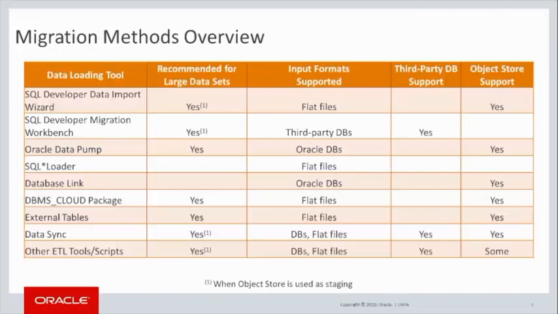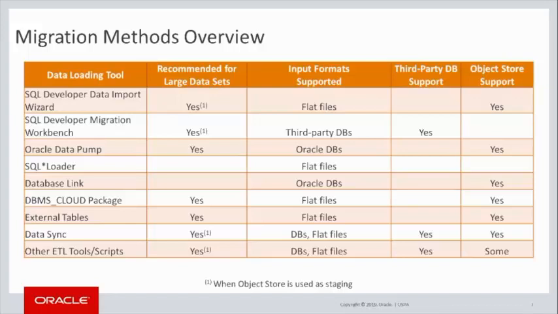When considering the extended set of methods that can be used for migration and loading, it's important to segregate the methods by functionality and limitations of use against Autonomous Database. The considerations are as follows. How large is the dataset to be imported? What is the input file format? Does the method support non-Oracle database sources? Does the method support using Oracle and/or third-party object store?